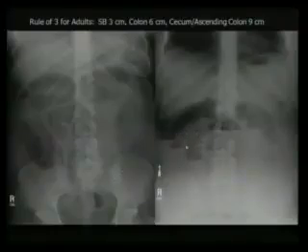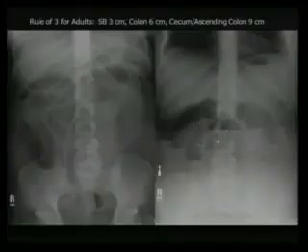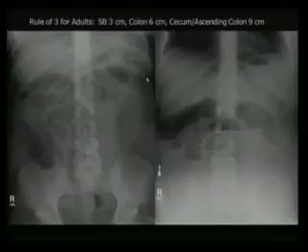So here, we have air fluid levels. We do the erect view to look for free air. There's no free air. Always play with your window and look here. Make sure you look at the lung bases. We have multiple air fluid levels in the small bowel. We have very little gas in the colon. This is a classic small bowel obstruction. Classic.